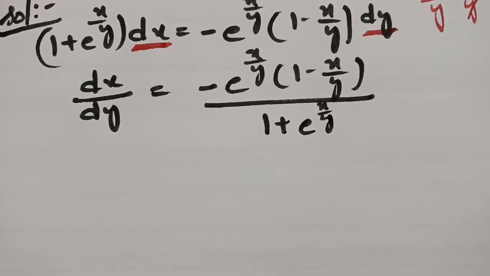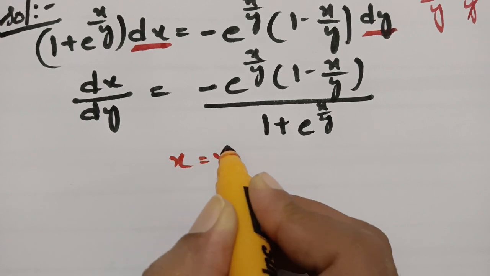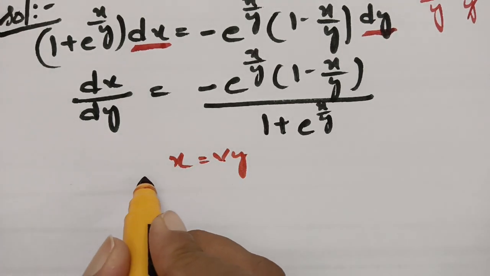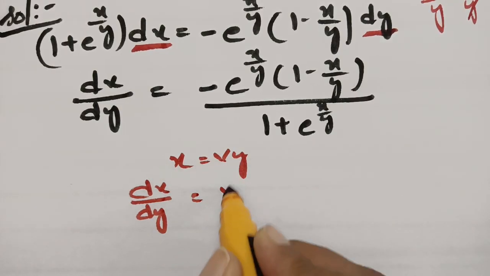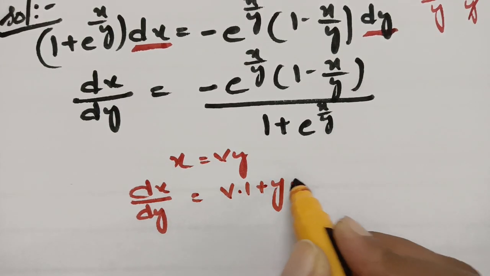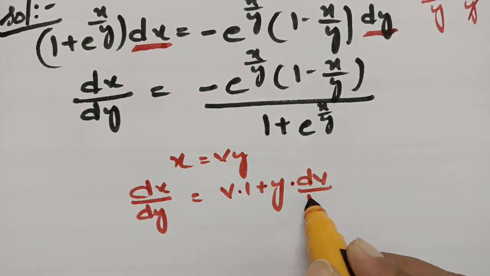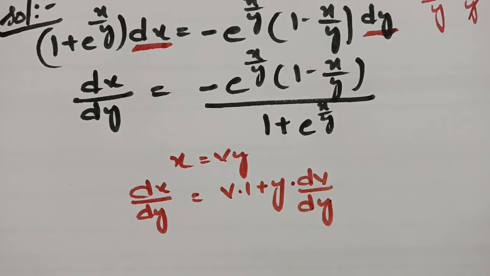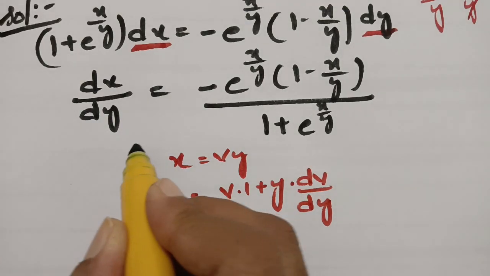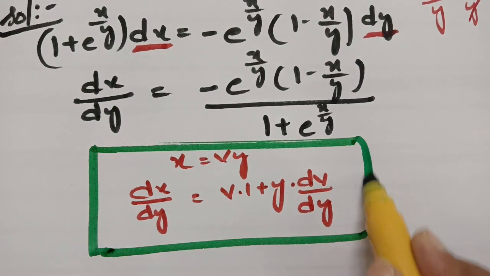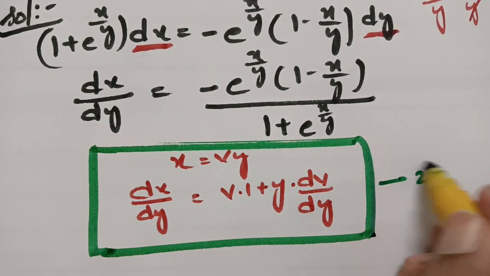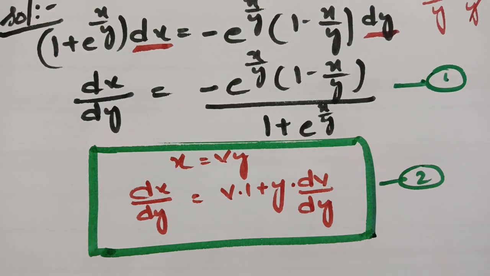And now the substitution here is put x is equal to vy. So if I take the derivative, dx with respect to dy, for y it is 1, and if I leave y, this will be dv by dy. So here is the substitution. So if I substitute this in equation 1, this is equation 2 and this value is equation 1.